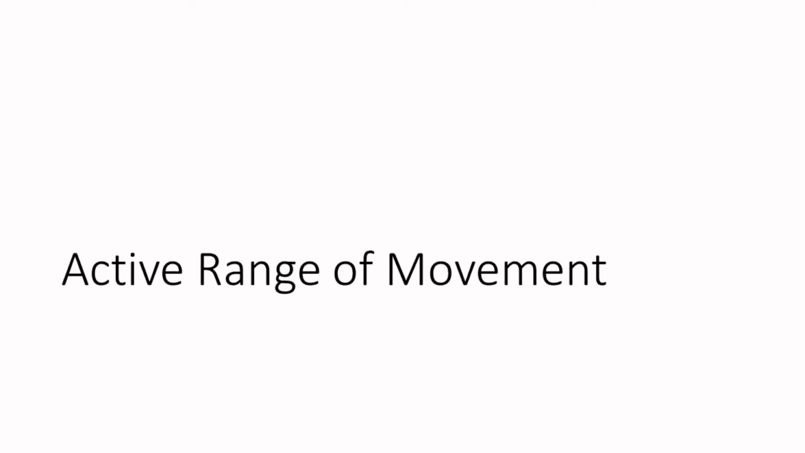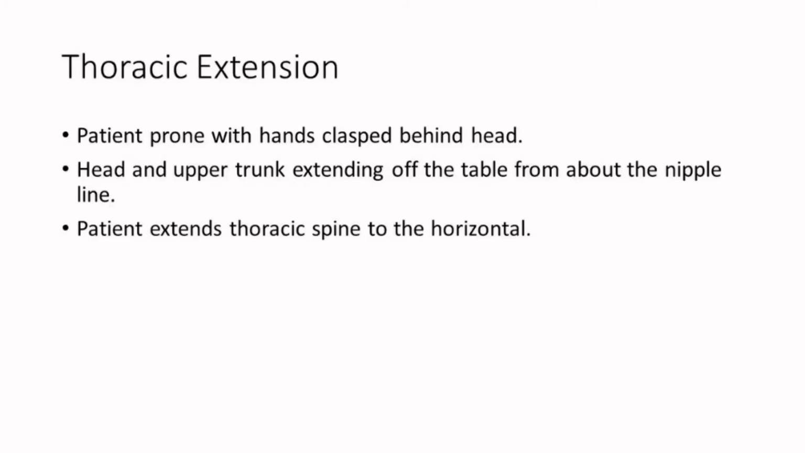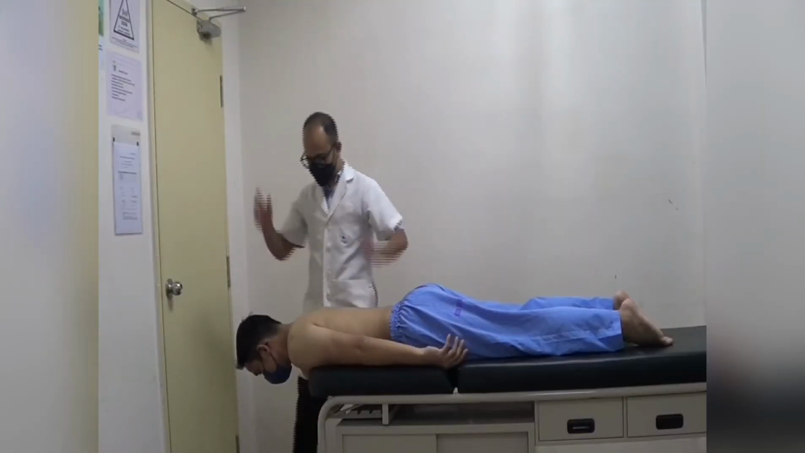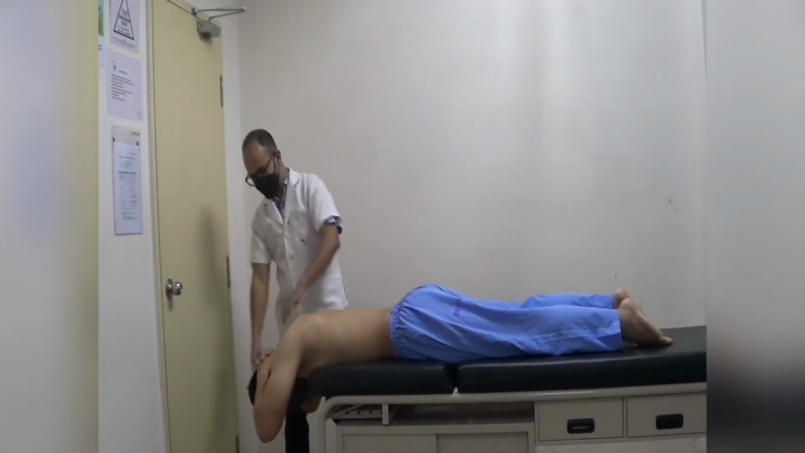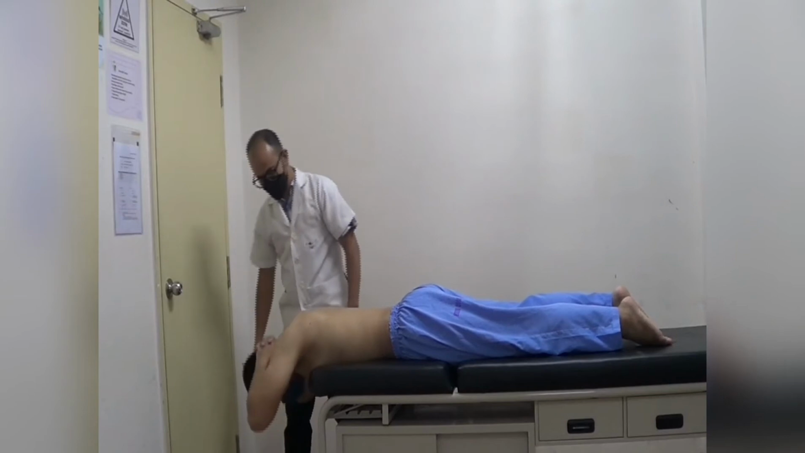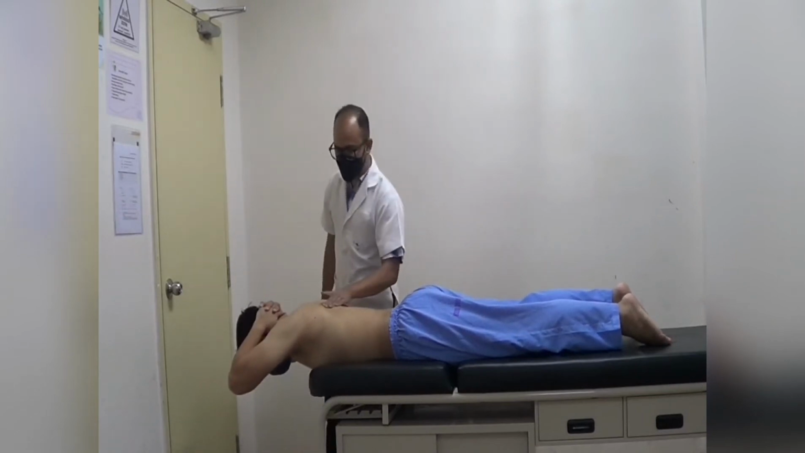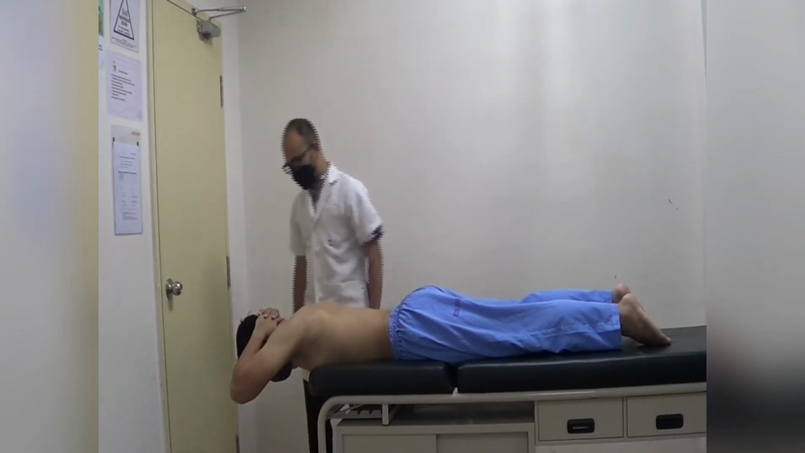Active range of movement. Thoracic extension. Patient prone with hands clasped behind the head. The head and upper trunk extending off the table from about the nipple line. Patient extends thoracic spine to the horizontal.